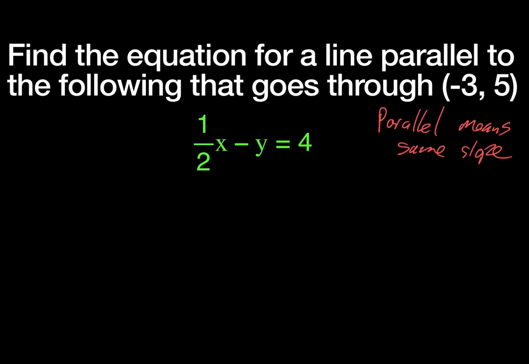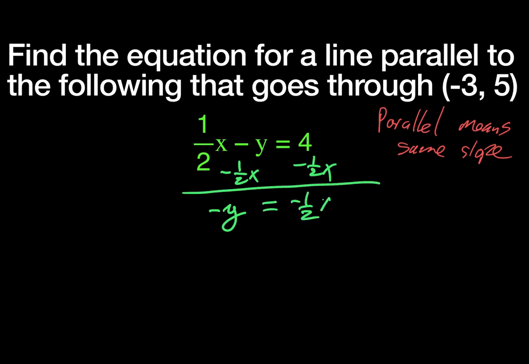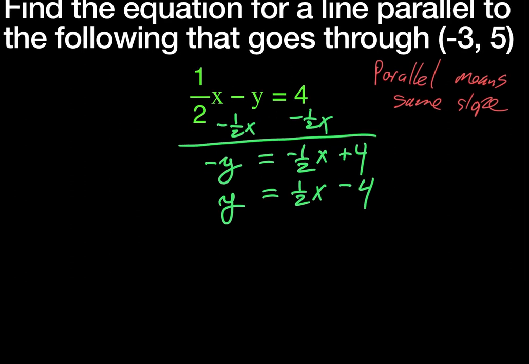I'm going to subtract a half x from both sides. I'll have negative y equals negative 1/2 x plus 4. I need to get rid of the negative, so I'm going to switch the sign on everything. So this is negative, it's now positive. This was negative, it's now positive. This was positive, it's now negative. My slope of this equation and of my new equation will be 1/2. It goes through the point negative 3, 5.